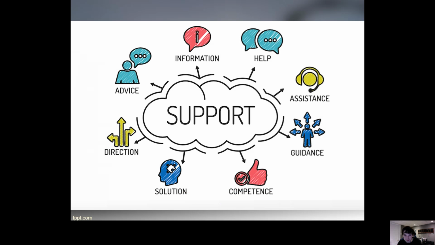My favorite slide, it's a picture I got online. So support, you can also add volunteer to that, to help with advice, information, help, assistance, guidance, competence, solution, and direction. Those are all keys that would be offered from the volunteer that could assist the inmates once they reintegrate into society.